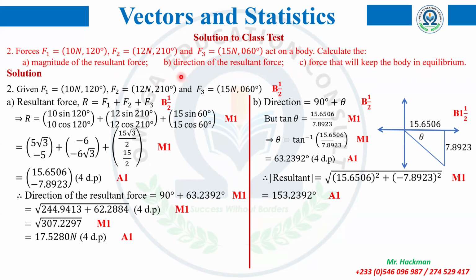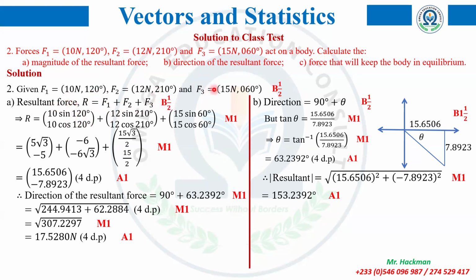So as usual, solution, question number, given, you extract the information that you are given. So here we are given these three forces, so you extract them. Now we are coming to find the magnitude of the resultant. Before you can find the magnitude of the resultant, we need to know the resultant. But we know that the resultant force R will be equal to F sub 1 plus F sub 2 plus F sub 3, the sum of the three forces.